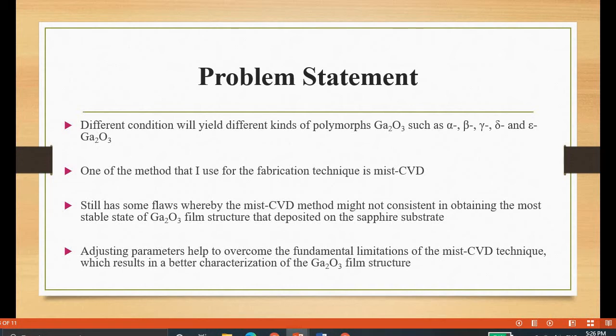In order to solve this problem, we are trying to adjust parameters such as the flow rate of the gas and the temperature of the heating furnace, in order to overcome the fundamental limitations of the mist CVD technique. This could result in better characterization of the electrical and optical properties of the gallium oxide thin film structures.